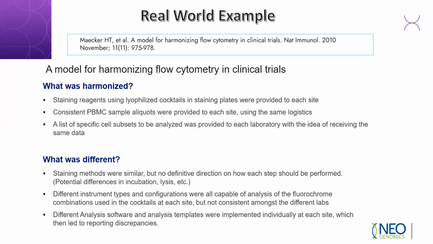These differences were the actual staining methods having been similar, but no definitive direction on how each step should be performed. These included potential differences in incubation times and temperatures, lysis reagents to be used, wash buffers, etc. Different instrumentation types and configurations were all capable of the analysis of the fluorochrome combinations that were provided, but these were not consistent amongst the different labs. And there was different analysis software and different analysis templates implemented individually at each site, which then led to reporting discrepancies. And the take-home message from all of this is that all laboratories involved must be on the same page and agree to all aspects of the analysis.